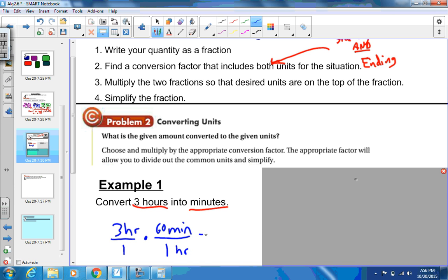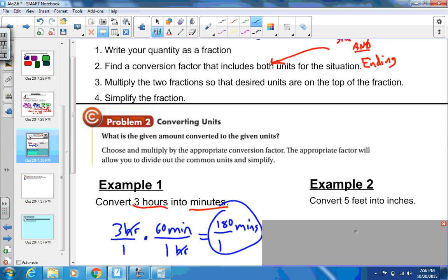We're going to multiply these two together. When you multiply, you just multiply straight across. So 3 times 60 would be 180. 1 times 1 would be 1. Our hours are actually canceling out here, so we're left with 180 minutes over 1, or just 180 minutes. All right, that's it. We're converting 3 hours to minutes. We're writing them as fractions, and we're writing the conversion factors so we can see why it works out, because the hours on the top and the hours on the bottom cancel each other out.